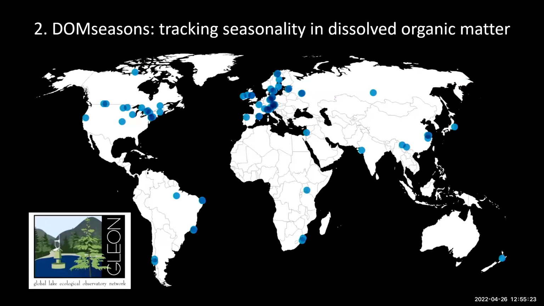And so this is what we started, our sort of COVID project. We enlisted more than 100 participants worldwide in this DOM seasons network facilitated by the Global Lake Ecological Observatory Network, GLEON. And using a standardized protocol, we've collected DOM from these 70 sites worldwide every month during 2021. And hopefully we'll have some answers soon about how chemodiversity varies seasonally.